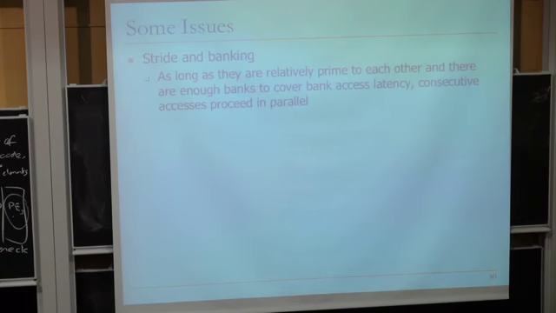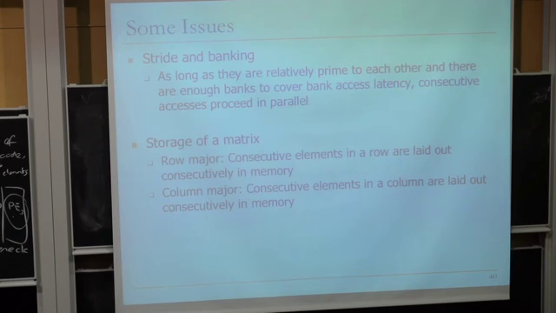Okay, so some issues. We already talked about this, so I will not go into this. Try banking. As long as these are relatively prime, then you can have access in parallel. Storage of matrix, we've already talked about this also. This is just for your benefit.